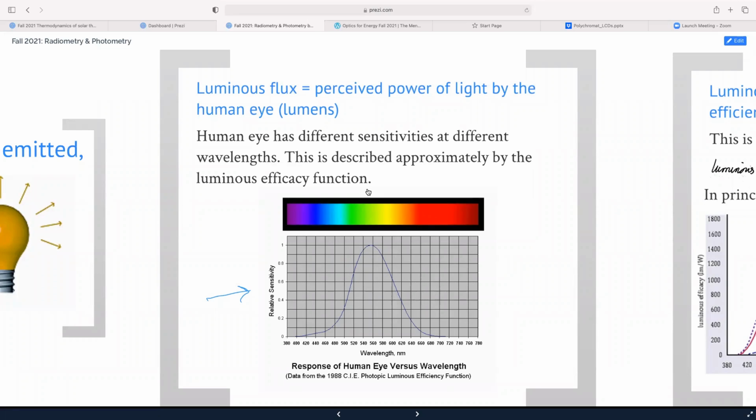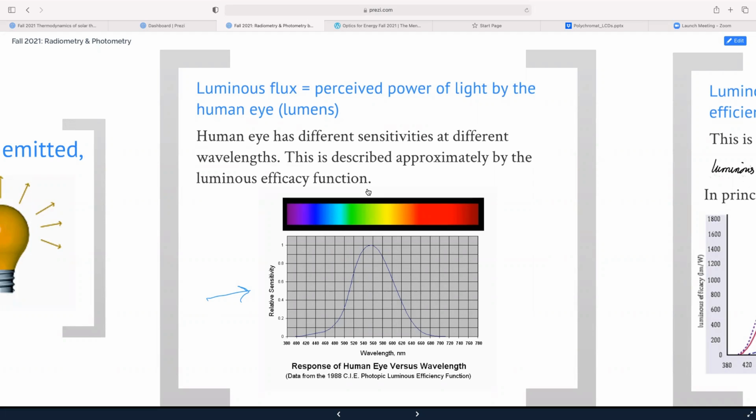So in other words, we can see best at this peak, and as you go further away from it, the reds are harder to see, blues are harder to see. Of course, this is an average. I can't see the reds as well as some of you because I'm older, so it changes with age as well. So something to keep in mind.